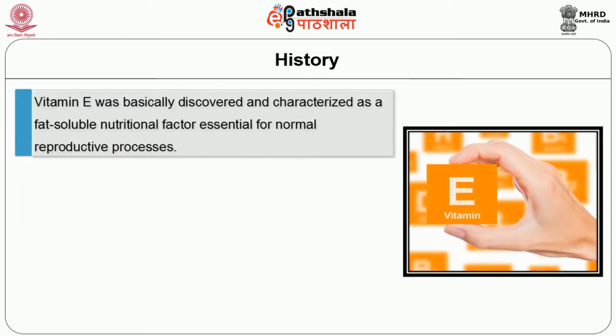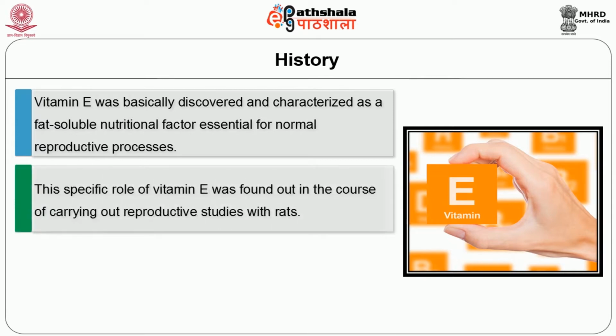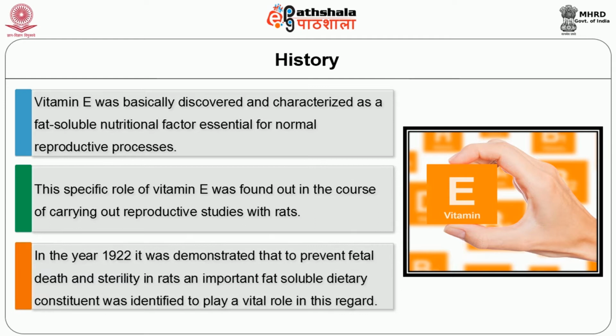Vitamin E was basically discovered and characterized as a fat-soluble nutritional factor essential for normal reproductive processes. This specific role of vitamin E was found out in the course of carrying out reproductive studies with rats. In the year 1922, it was demonstrated that to prevent fetal death and sterility in rats, an important fat-soluble dietary constituent played a vital role.